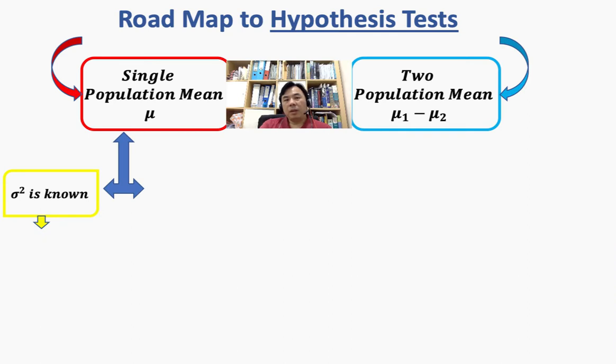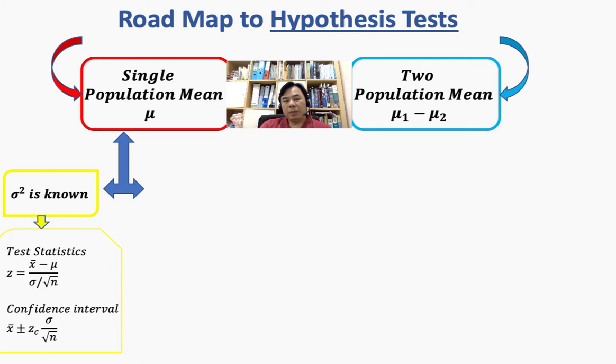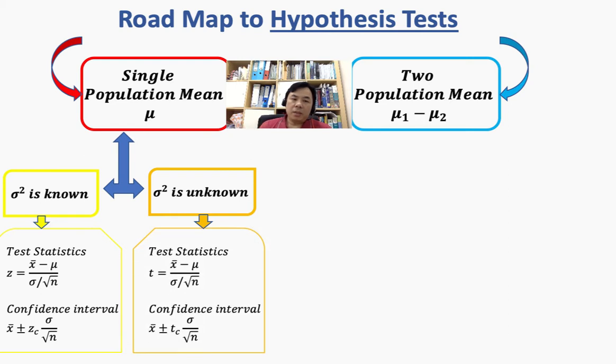Okay, now for a single population mean, for a population where the variance is known, this is the test statistic that we used before. That's the formula that we use, and then the formula to calculate confidence intervals. If the population standard deviation is not known, then the test statistic that we're using is the T test statistic. The confidence interval also uses the T test statistic.